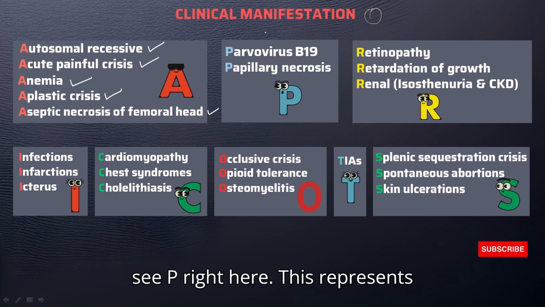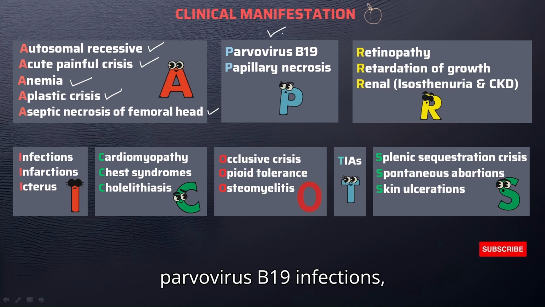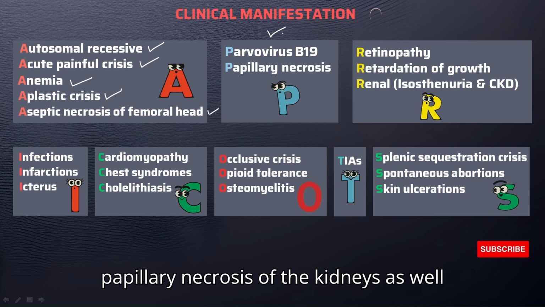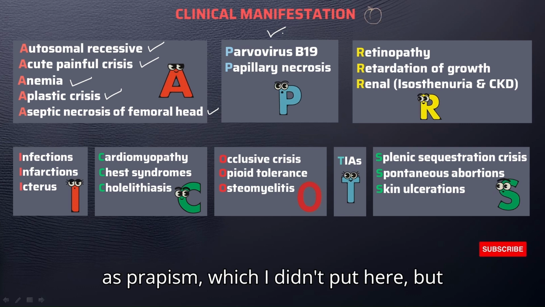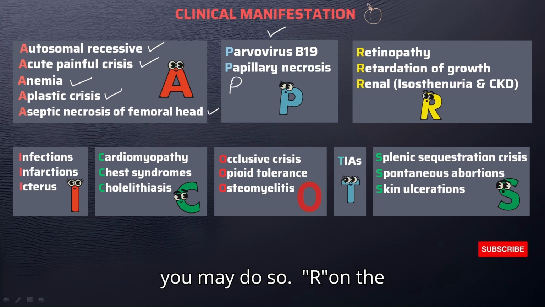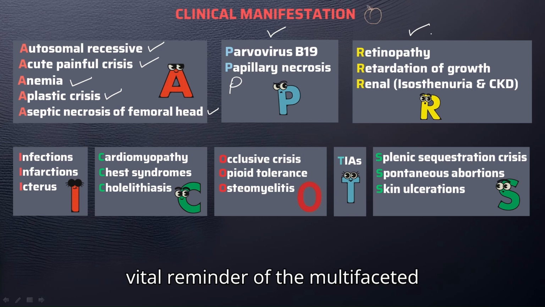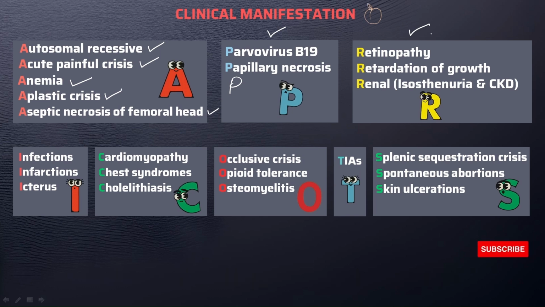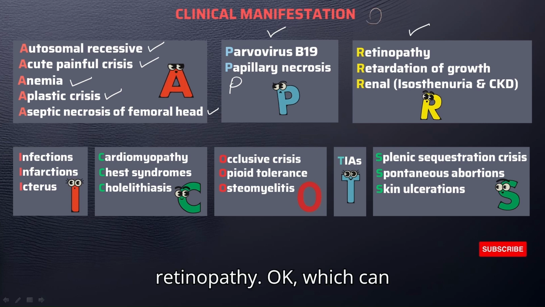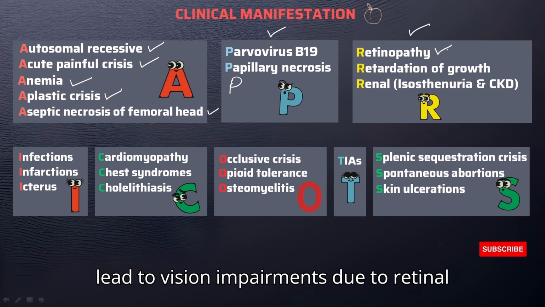As you can see, P right here represents parvovirus B19 infections, papillary necrosis of the kidneys, as well as priapism, which I didn't put here, but you may do so. R, on the other side, serves as a vital reminder of the multifaceted challenges faced by patients, encompassing retinopathy, which can lead to vision impairments due to retinal damage.